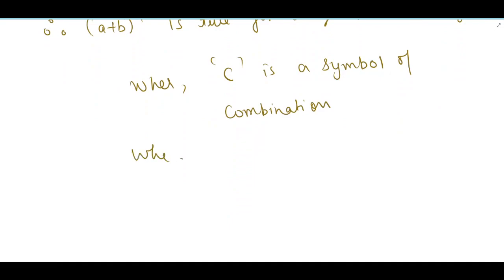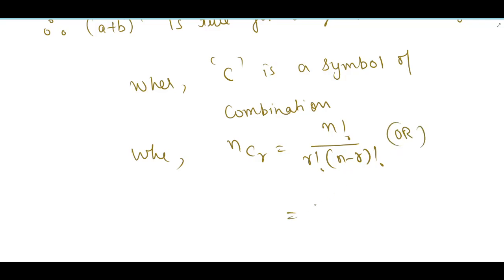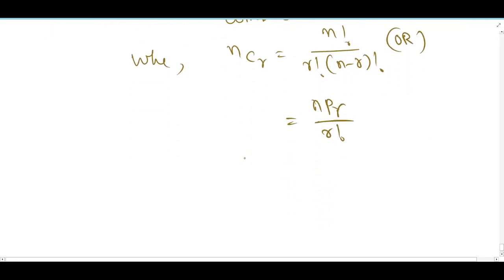Where we know combination is given by nCr is n factorial divided by r factorial and n minus r factorial, or nPr divided by r factorial, where P is permutation and C is combination.